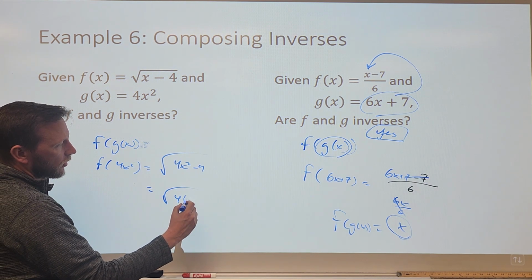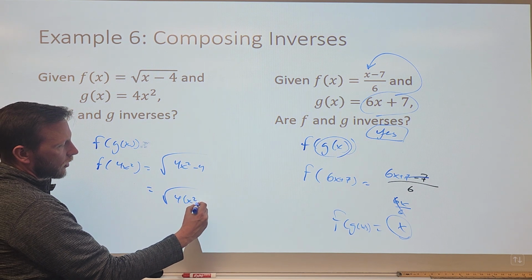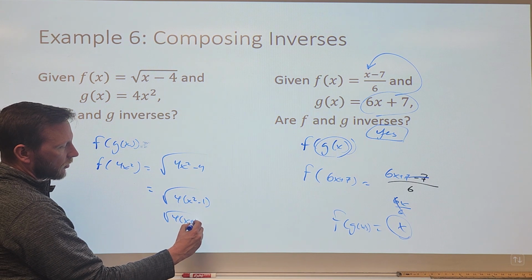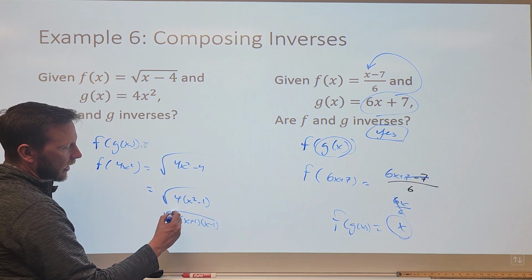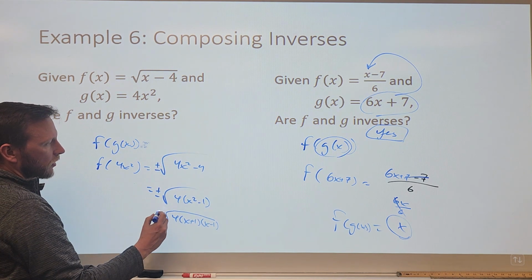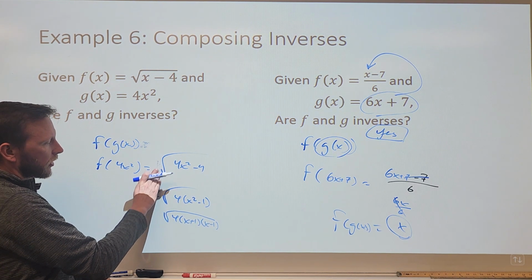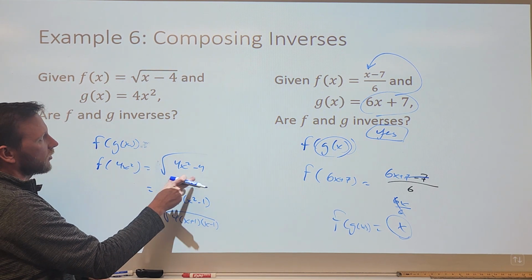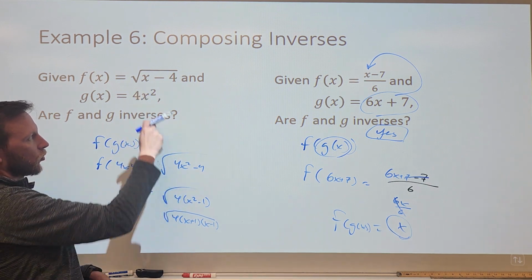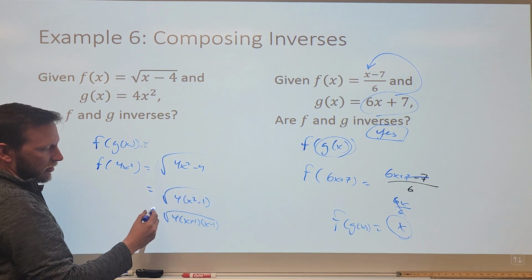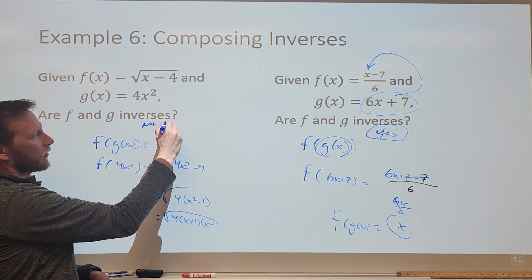I got 4 times x squared minus 1, which is going to be 4 times x plus 1 times x minus 1. I can't square root that. All right? Furthermore, I'm supposed to do, well, I guess I don't have to do the plus or minus here. But the goal here, and the thing that we want to wonder about is, can I take that square root? And the fact of the matter is, it's not working out where the square root of this is going to give me x. So this is not inverses, not inverses.